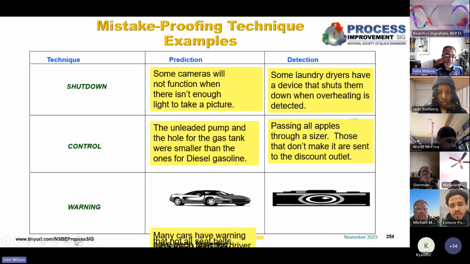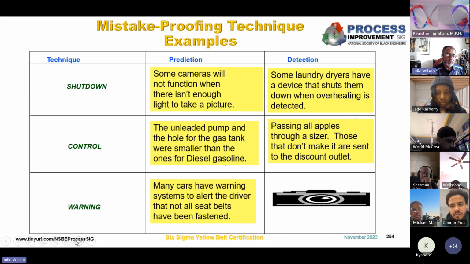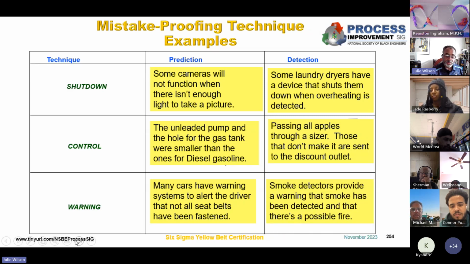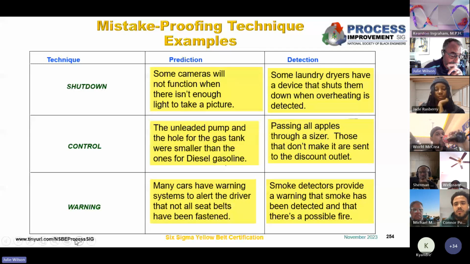Or there are warning techniques, like systems that alert the driver that not all the seat belts have been fastened, or smoke detectors that provide a warning that smoke has been detected and there's a possible fire. So a variety of mistake-proofing techniques to either shut down the process, control the process, or warn you to prevent people from introducing errors and variance into your processes.